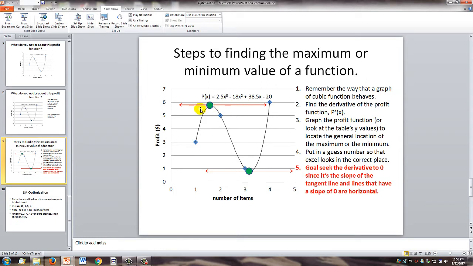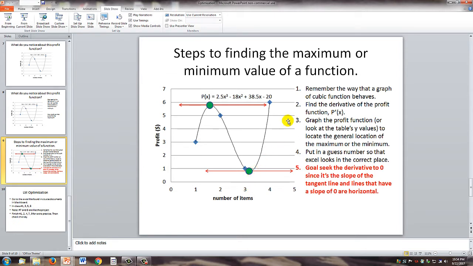So you kind of have to look at a graph, and I like to call it the eyeball method. If you take a look at your graph, you'll be able to see where the maximum is, and you can say, hey Excel, look around 1.5 for my maximum. Or if you're looking for a minimum, you might say, hey Excel, look around 3 for my minimum.